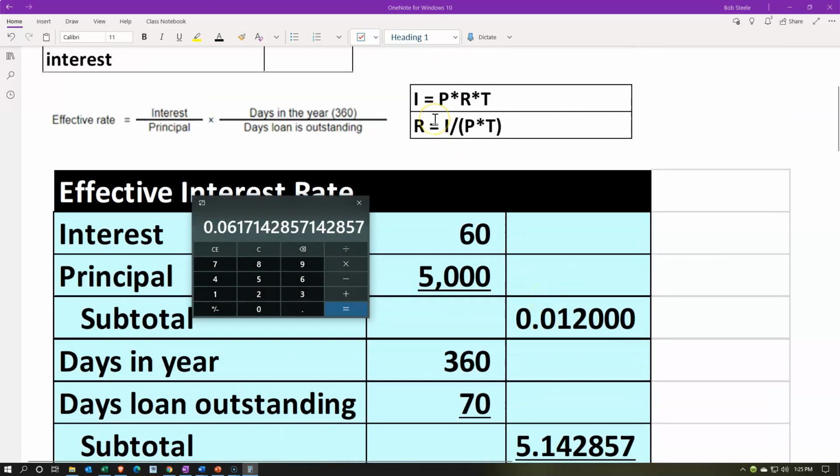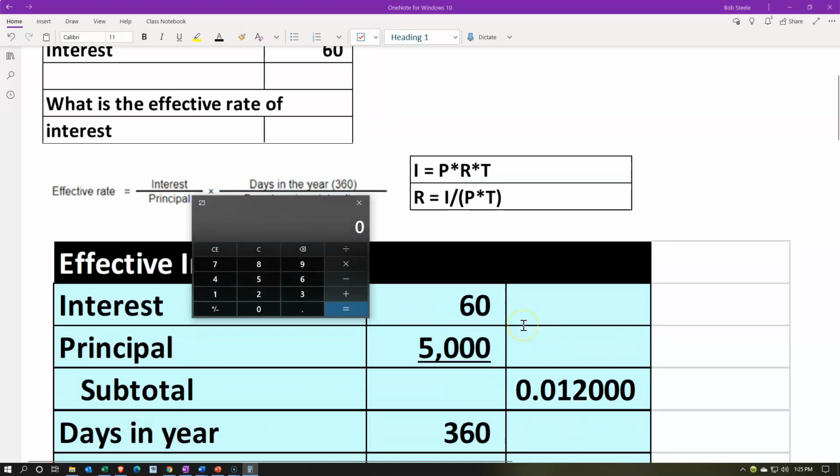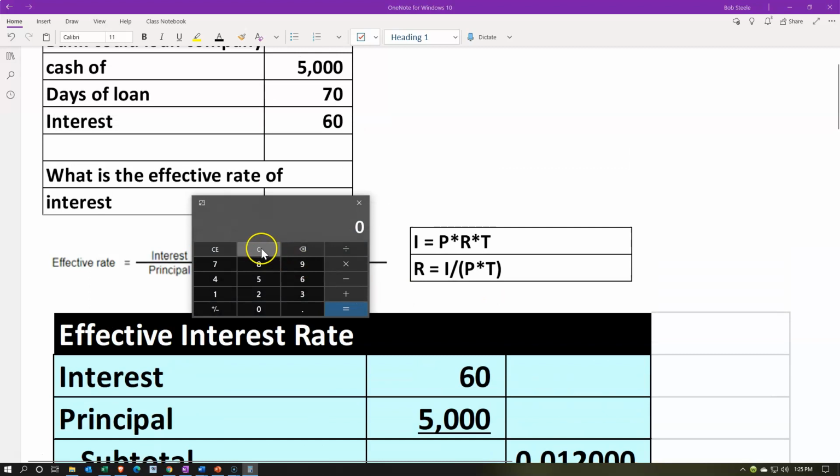Now, if I was to replug this in and just test it, let's plug it back in and calculate our interest, which should be 60. So if we recalculate the 60, the time is really the percentage of a year. So let's do that first. The time is actually going to be the days in a year, 70 divided by 360. The days of the loan divided by the days in the year is time. So time comes out, the fraction of the year is about 0.19.